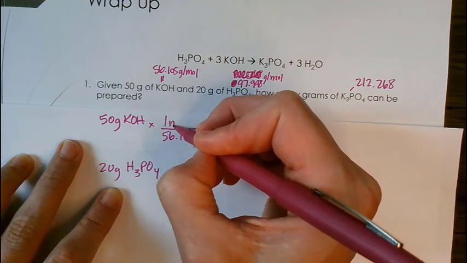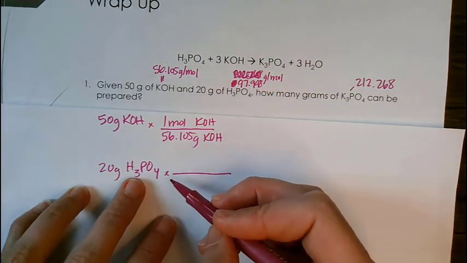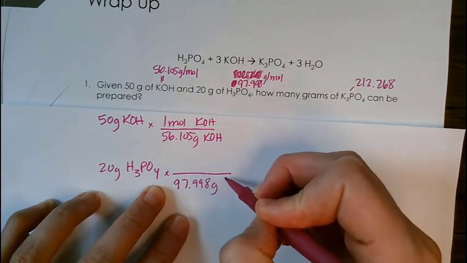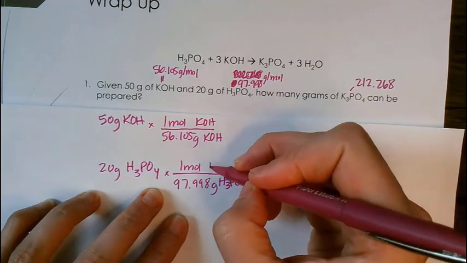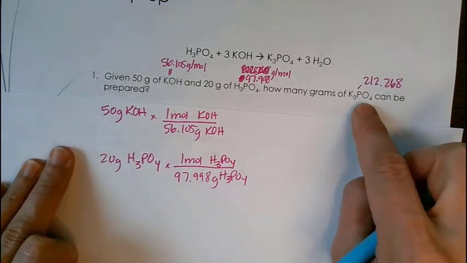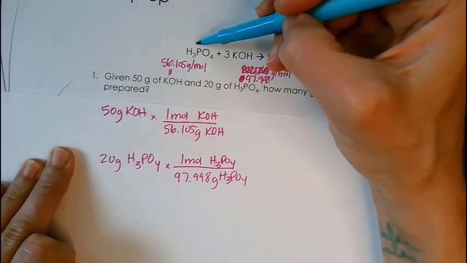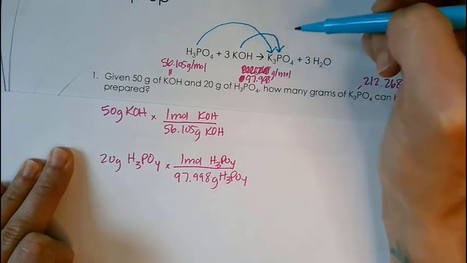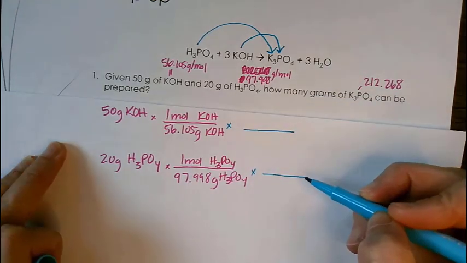And I just found the molar mass of all of these compounds. So KOH, I'm going to have grams on the bottom. It's molar mass, so the 56.105 grams for 1 mole of KOH. Make sure that you are labeling. Down here, my H3PO4, I found that there was 97.998 grams for 1 mole of that. Now I am at moles of both of my reactants. I want to see how many grams of this product, K3PO4. So right now I'm going from each reactant to product, reactant to product, same product.